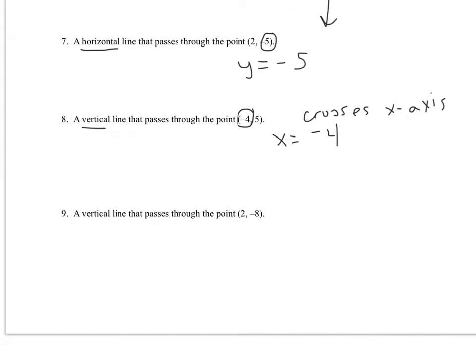One more vertical line question. A vertical line that passes through the point 2, -8 has to be what equation? Because it's vertical, that's an x-axis that's going to be crossed, and we'll get x equals 2.